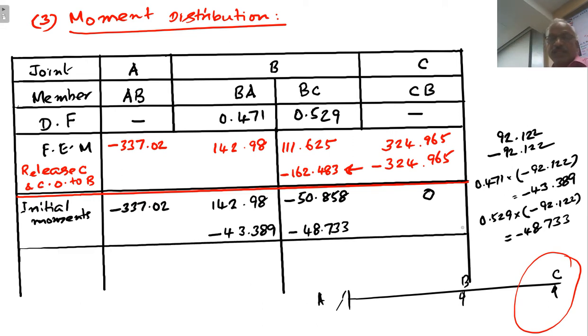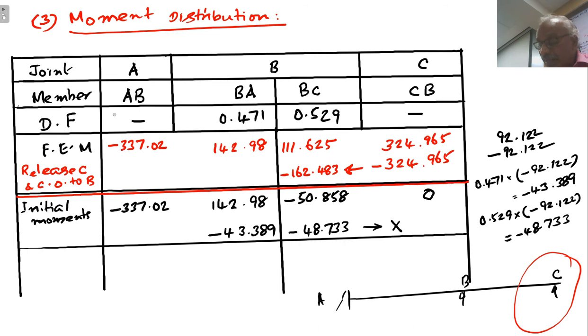Next is that of carryover, because when we apply a moment of minus 48.733, there will be a carryover to the opposite end in the same member. BC means to CB there will be a carryover factor. But the support C already we have released, there should not be any carryover to the simply supported end. That should not be disturbed again. Once for all, C is finalized.